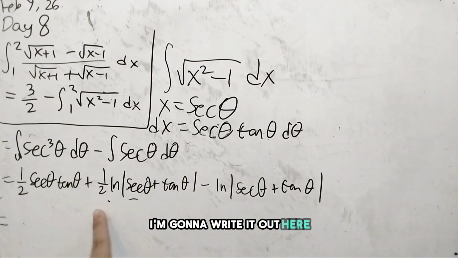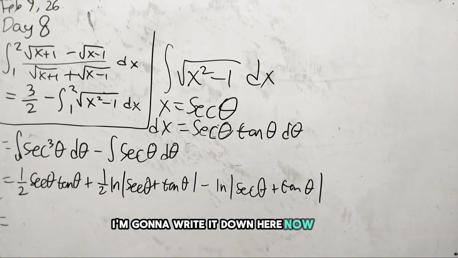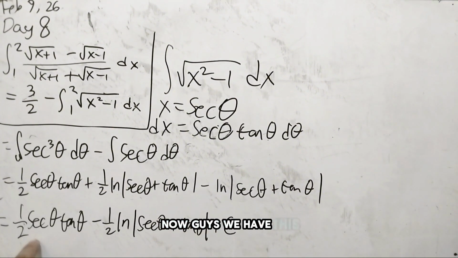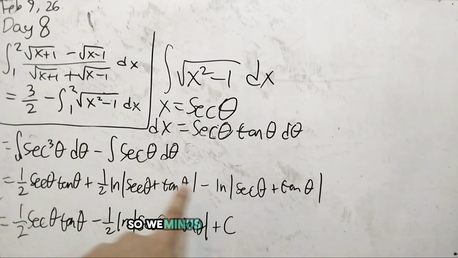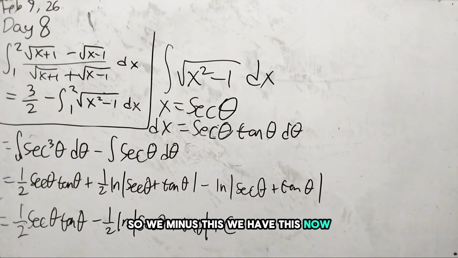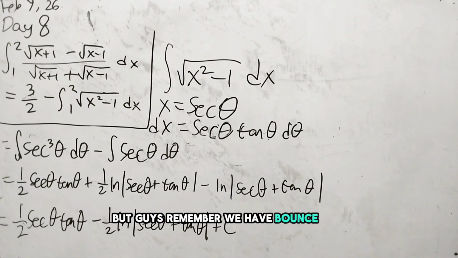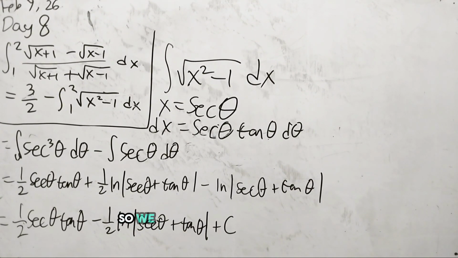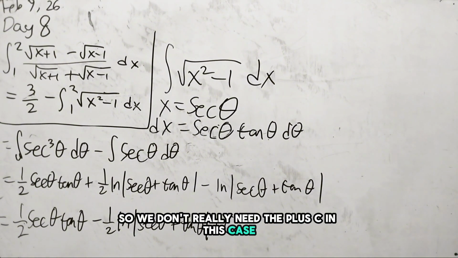I'm going to write it out here. I'm going to write it down here now. Okay, now guys, we have this. So we subtract this, we have this now. But guys, remember we have bounds for this, so we don't really need the plus c in this case. I'm going to delete it.